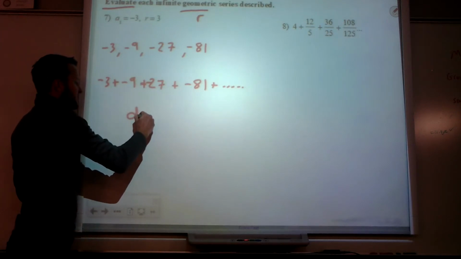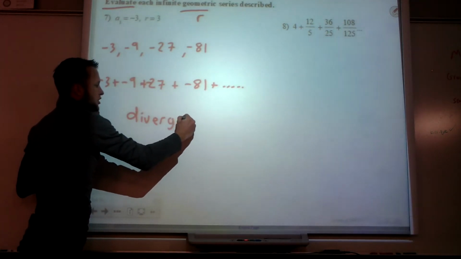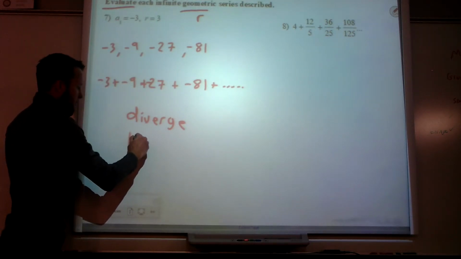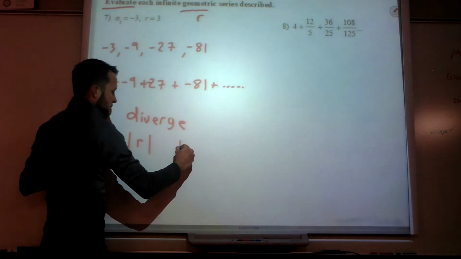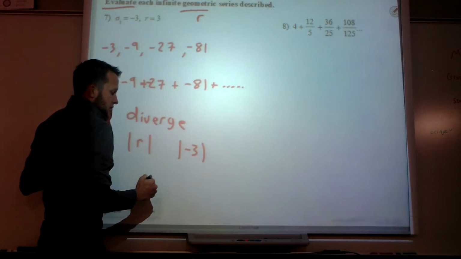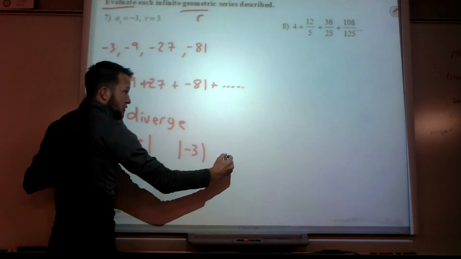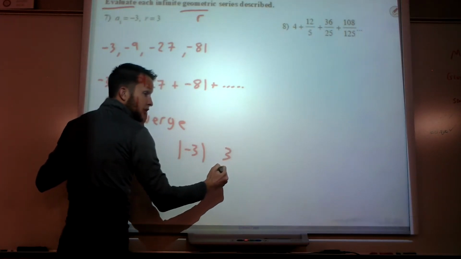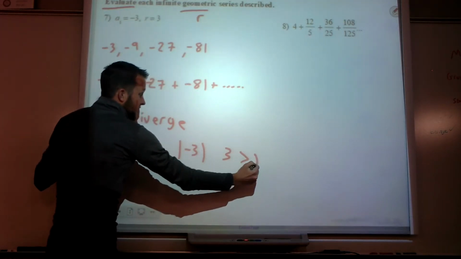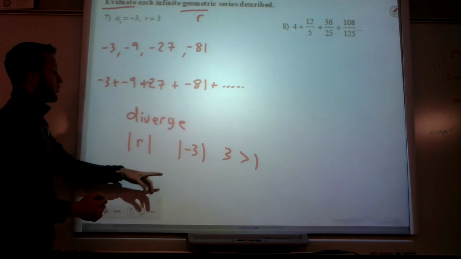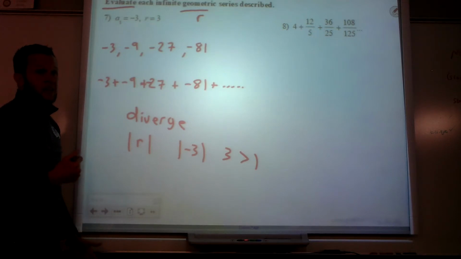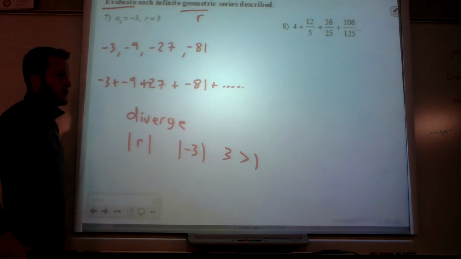This one is going to diverge because look at the common ratio here. The absolute value of our common ratio is what? What's the absolute value of -3? It's 3. Is 3 bigger or smaller than 1? Since it's bigger than 1, it's going to diverge. So that means we can't evaluate. We can't add it up because it's going to be infinite.